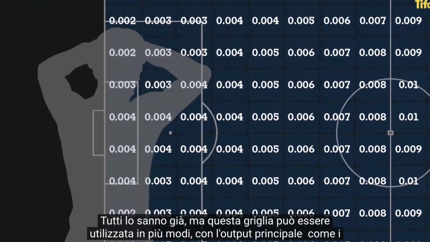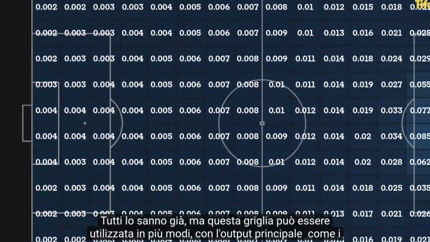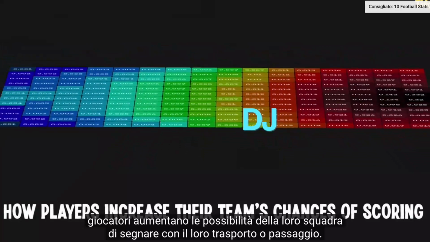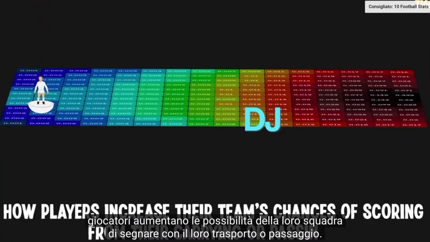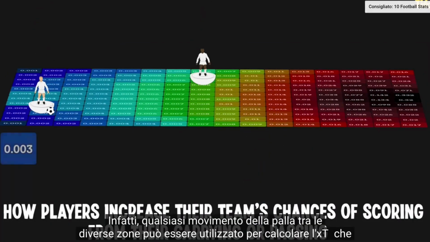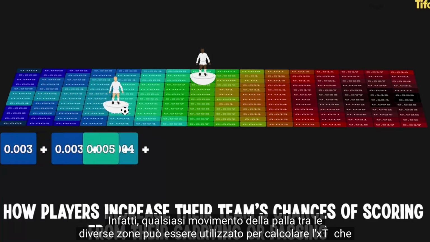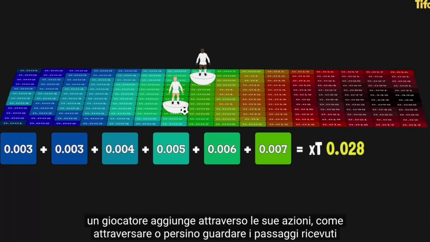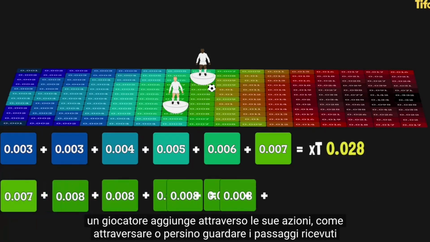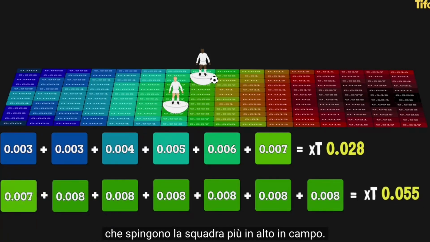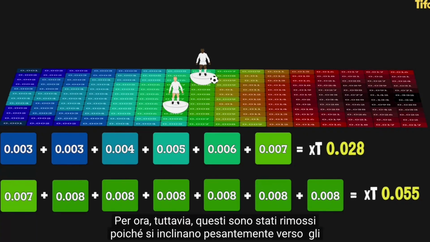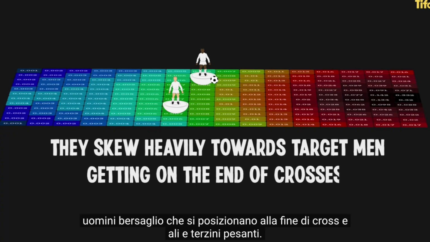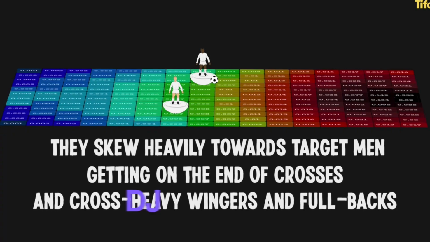Of course, everybody knows that already, but this grid can be used in multiple ways, with the main output being how players increase their team's chances of scoring from their carrying or passing. In fact, any movement of the ball between the different zones can be used to calculate the XT a player adds through their actions, such as crossing or even looking at passes received that pull the team further up the field. For now though, these are removed as they skew heavily towards target men getting on the end of crosses and cross-heavy wingers and fullbacks.